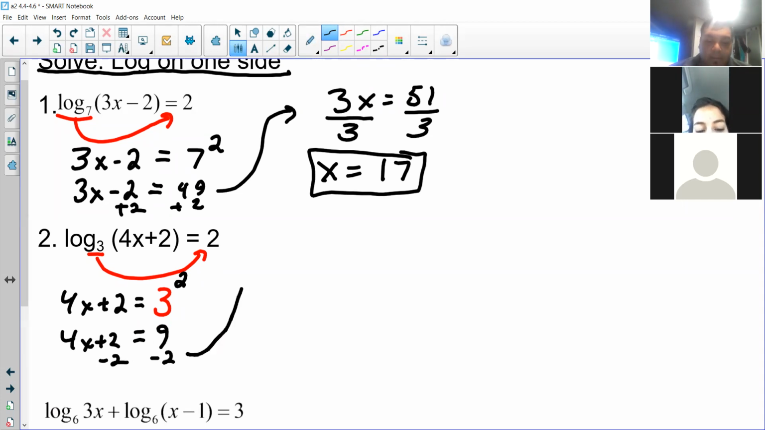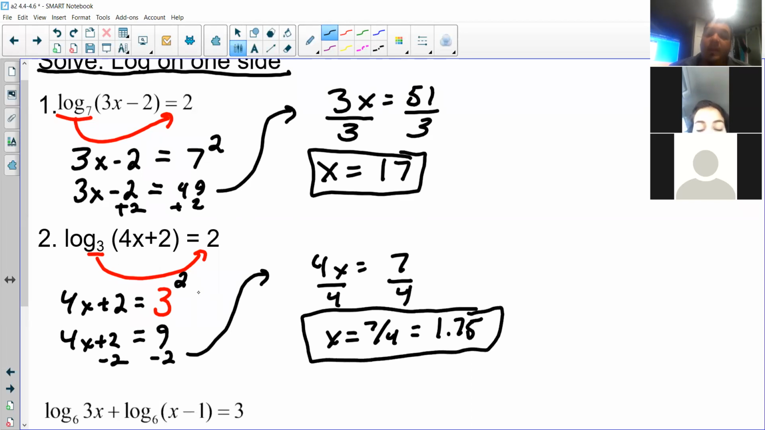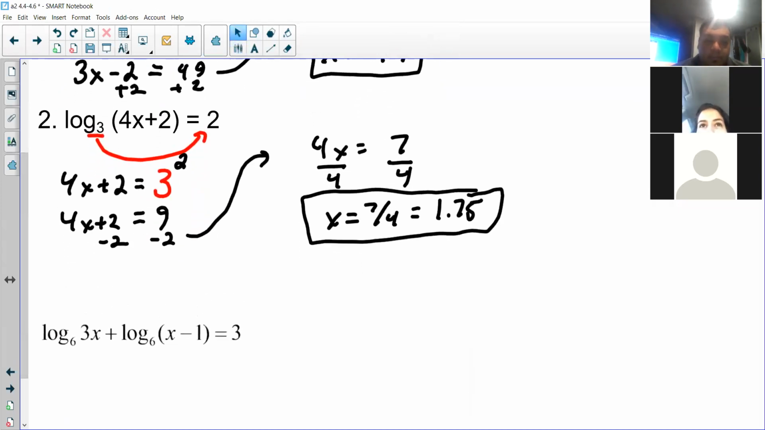Subtract 2 on both sides. 4x equals 7. Divided by 4 on both sides. X equals 7 over 4. If you had a calculator, 1.75. Either answer is correct. So again, the actual final steps are easy. That's just algebra 1 stuff. You need to know the concepts of logs and how they have the relationship with exponents. So I'll leave that there so you can finish copying that down.